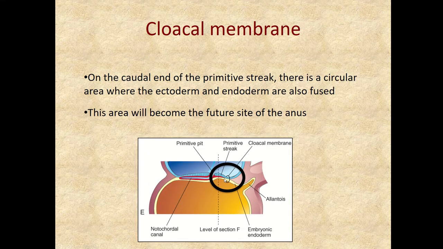And then on the same token, on the other side of the embryo, on the caudal aspect or the tail end, we also have an area of the embryo that only has 2 layers. And that's called the cloacal membrane, and that's going to be the future site of the anus. So we have the area that's going to be the beginning of the gut tube, and we have the area that's going to be the end of the gut tube, both remaining to be only 2 layers in this embryonic disc.